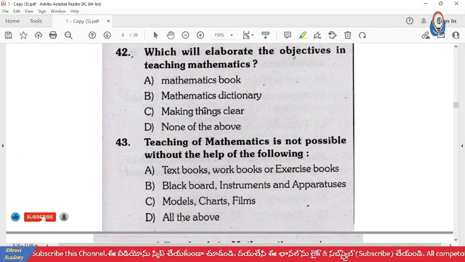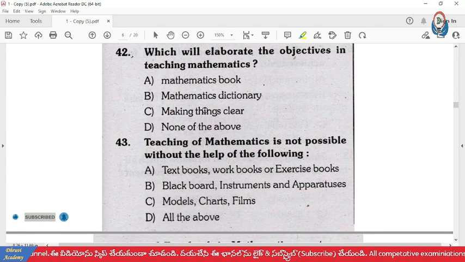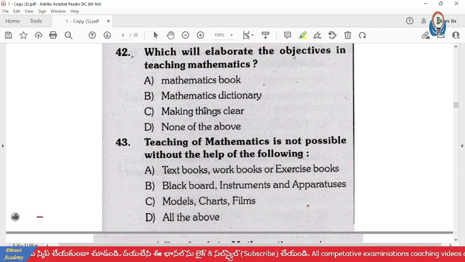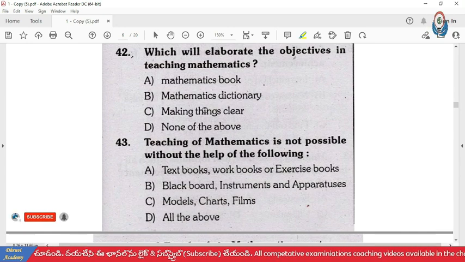Which will elaborate the objectives in teaching mathematics? A mathematics book, B mathematics dictionary, C making things clear, D none of the above.